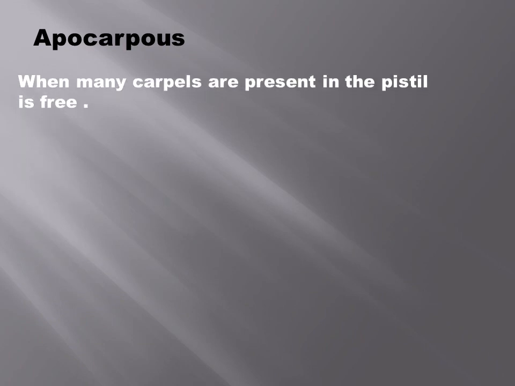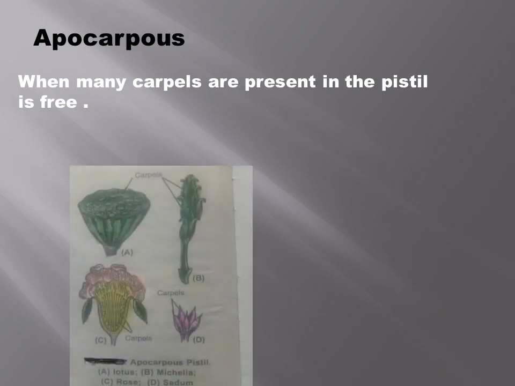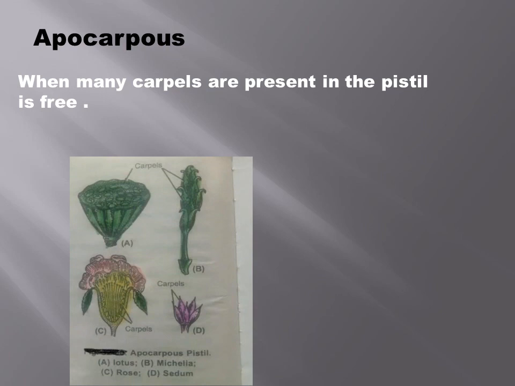The next terminology is apocarpous. When many carpels are present in a pistil and they are free, it is termed apocarpous. So here in the diagram you can see the apocarpous pistil. Number 1 is the lotus plant, B is the Marsilia plant, C is the rose and D is the sedum. So these are the apocarpous pistils present in the flowers of different plants.